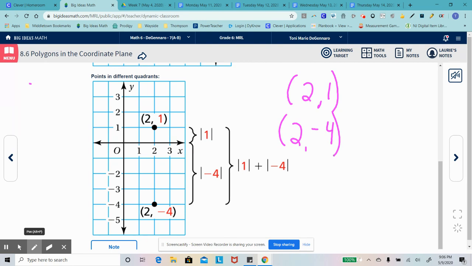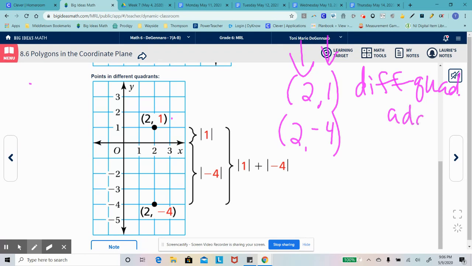By looking at the coordinate plane, I do see that they are in different quadrants. But what if they didn't give it to you? I see in the x-values, they're both positive. So far, so good. But in the y-values, I see a positive and a negative. So that means they're in different quadrants, which means you're going to add.